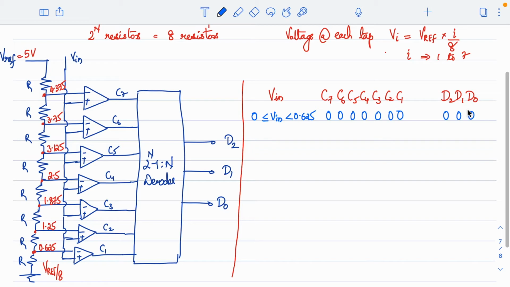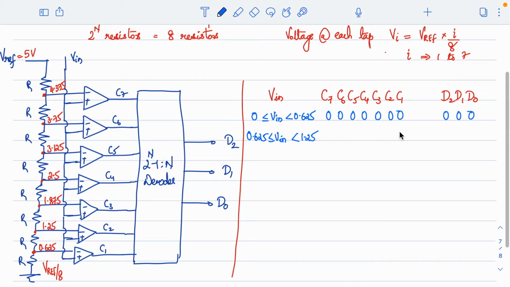Now, when your input voltage is between 0.625 and the next value, which is 1.25, you can say that comparator C1 has, at one node, more than 0.625, while the minus of comparator C1 is still at 0.625, which will make C1 produce a 1 output.